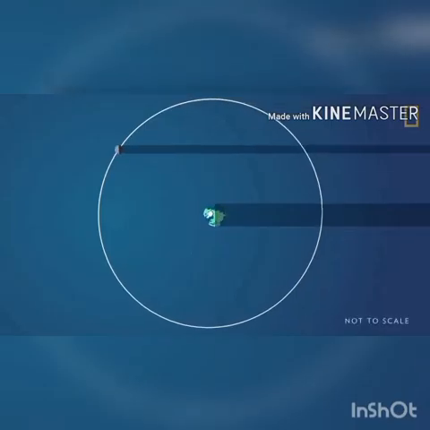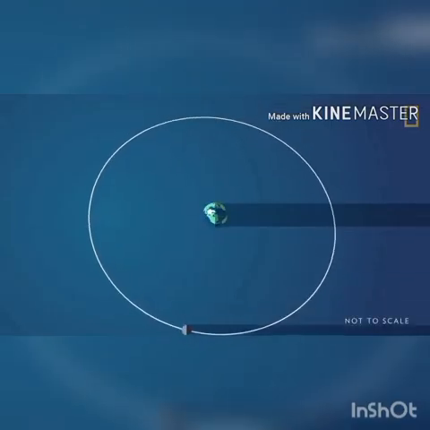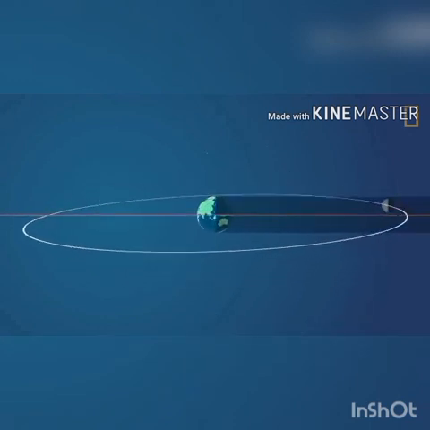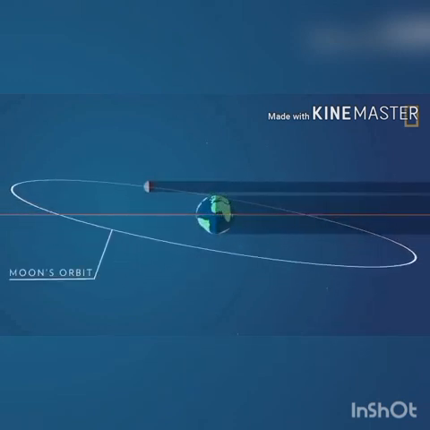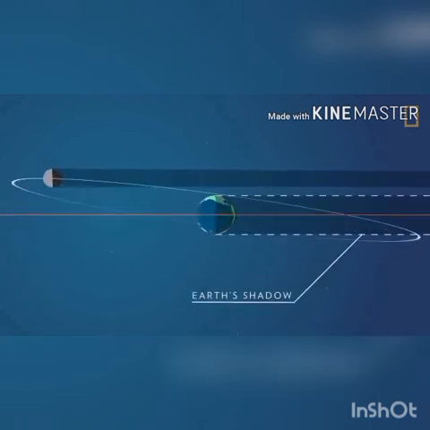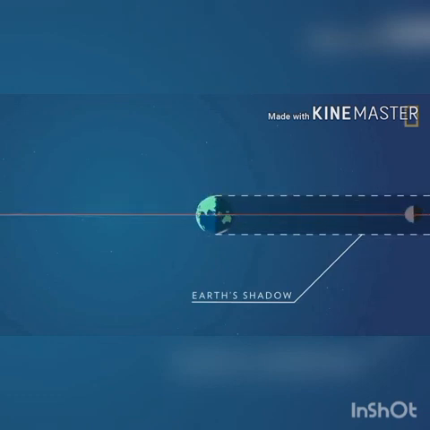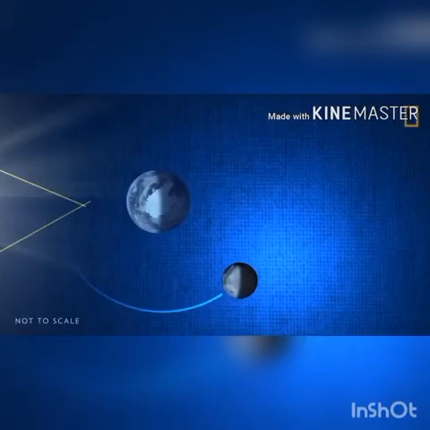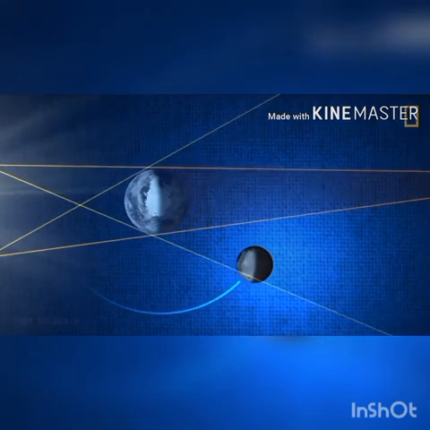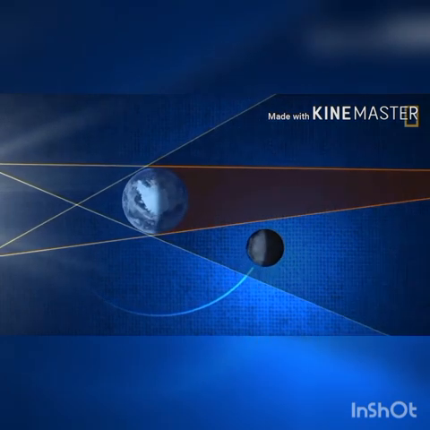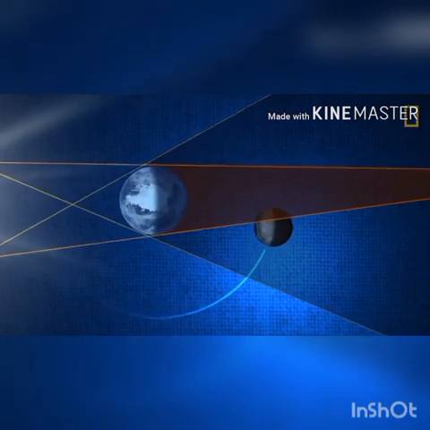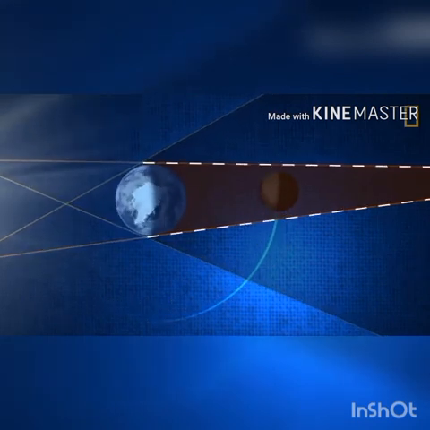So why don't we have an eclipse every month? The moon's orbit is tilted a few degrees in relation to the Earth, so the Earth, Moon, and Sun don't always align. When the Earth does eclipse the Sun, it casts two types of shadows on the Moon. A larger shadow, known as the penumbra, and a smaller, darker shadow, known as the umbra.